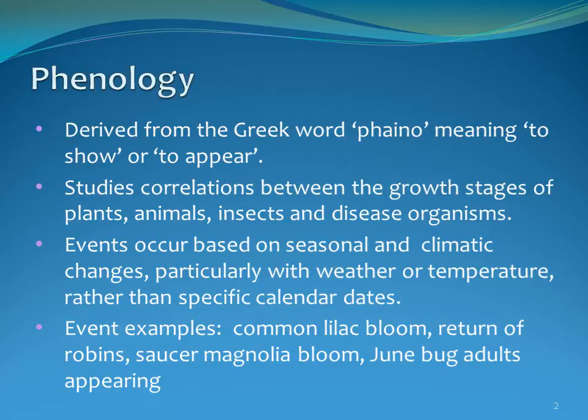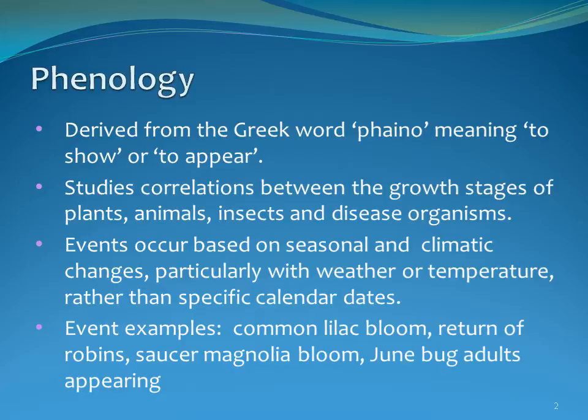So phenology is derived from the Greek word meaning to show or to appear. Think about garden journaling here. The idea is that phenology takes ordinary processes that happen every year, like the first robin returning or when the first lilac blooms, and correlates it to growth stages of other plants, animals, insects, and disease organisms. The neat thing about this is that when we have bizarre weather patterns like we had in 2012 and 2013, we can still figure out what is going to happen when based on these patterns.